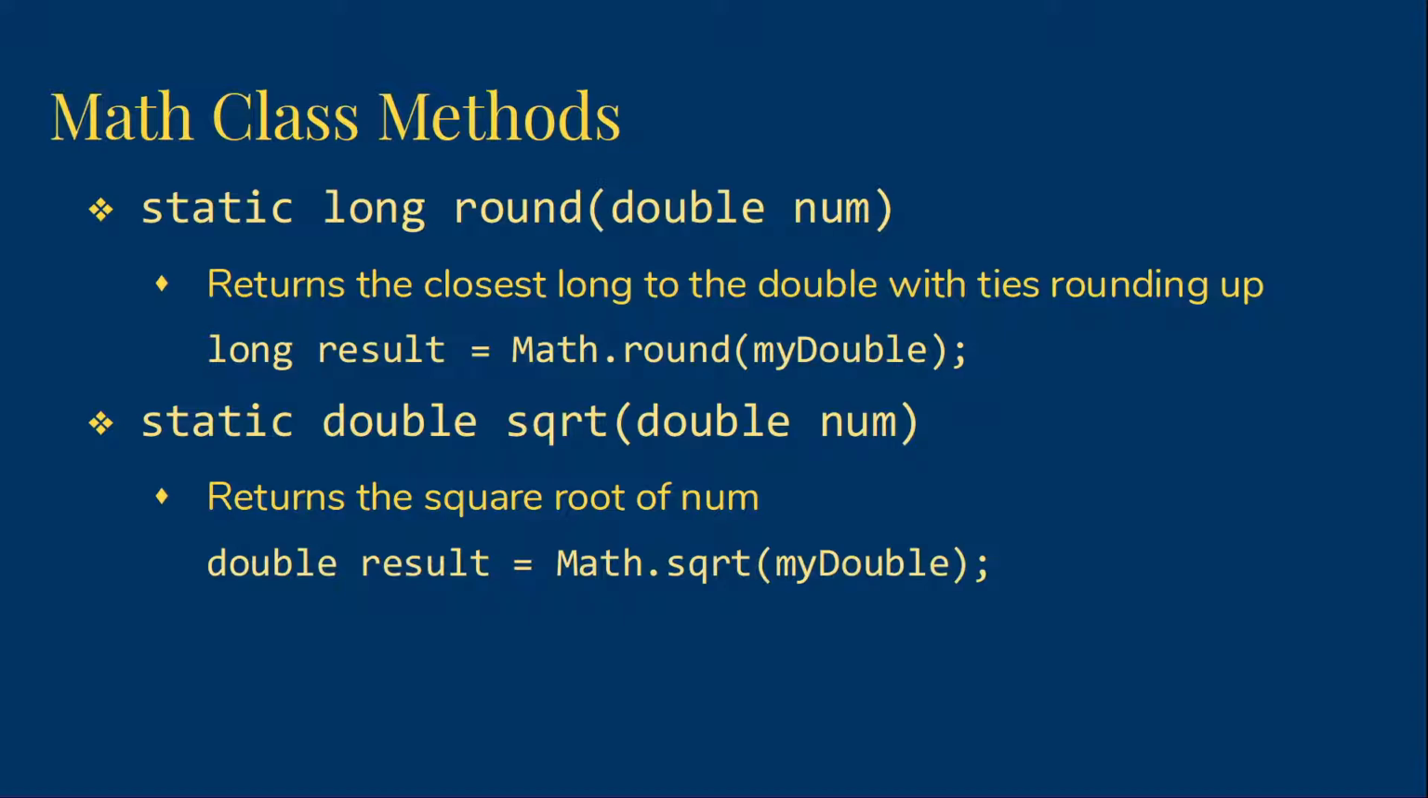Then another one that we might be interested in is square root. Obviously that's something we don't really want to have to compute. There is a method in the Math class to do square roots. So for example, double result is assigned Math.sqrt(myDouble).